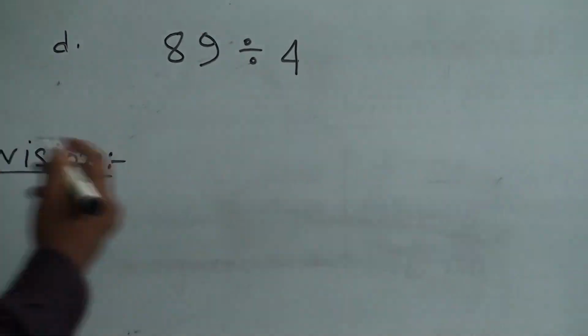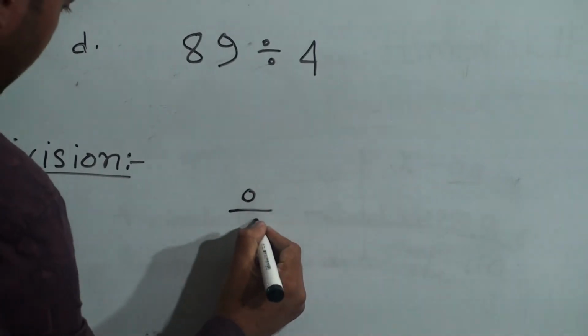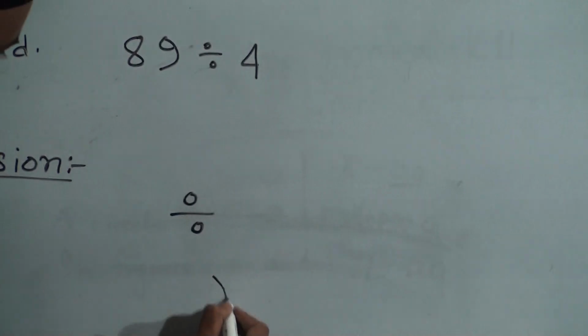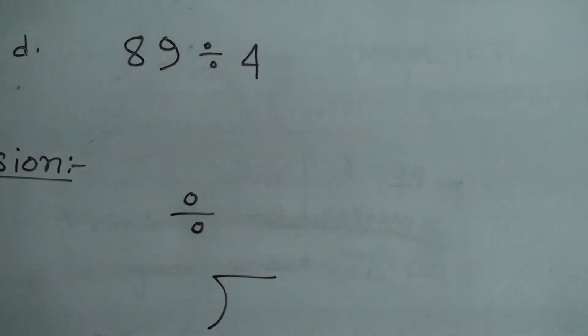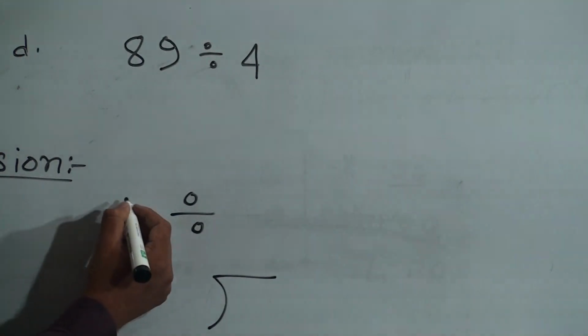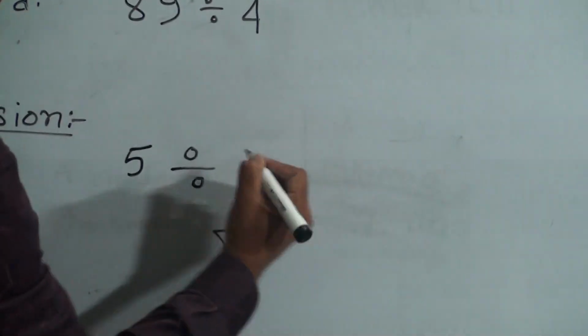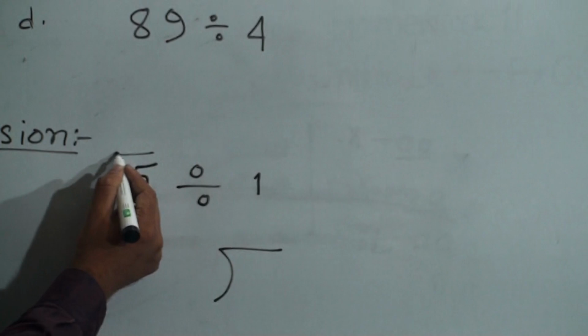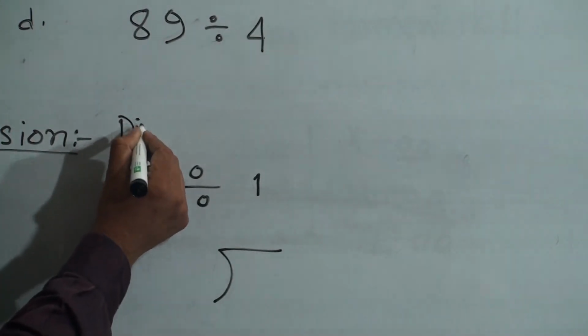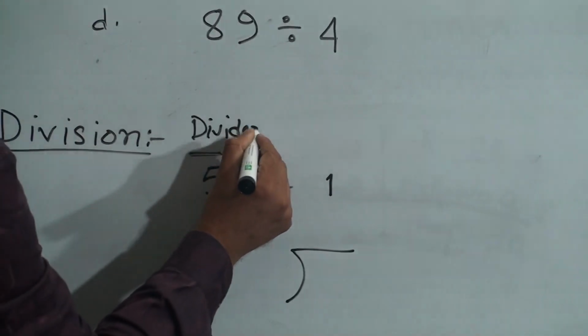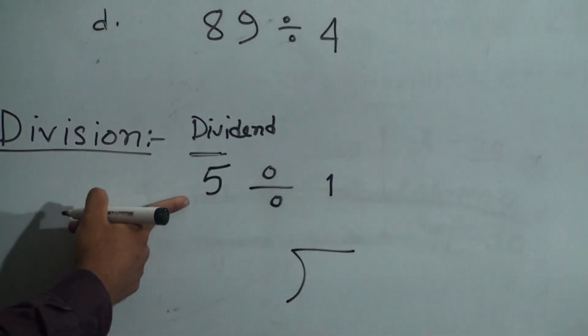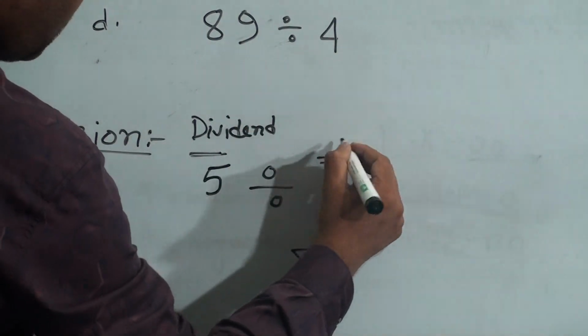Now you know that normally this is a sign of division, but for solving division problems we will use another division sign, this one. And suppose here is 5 and here is 1. 5 is called the dividend and 1 is called the divisor.